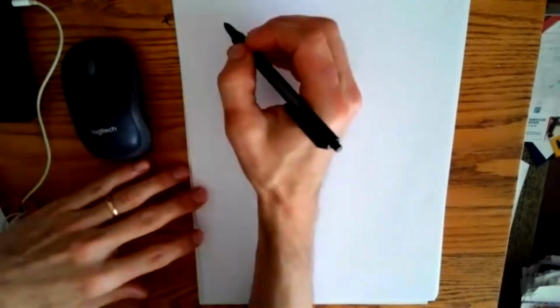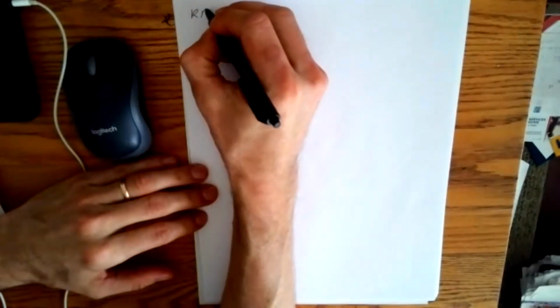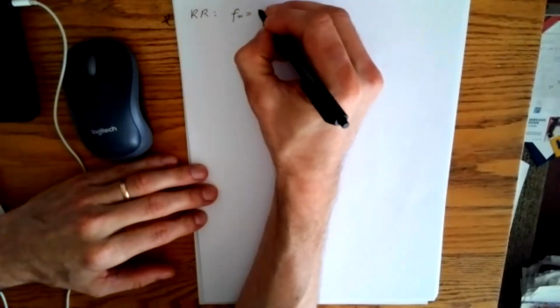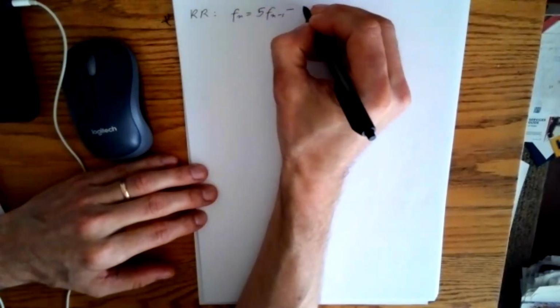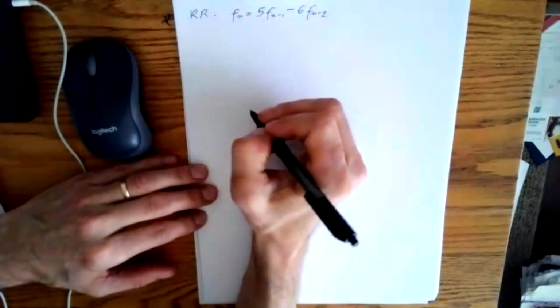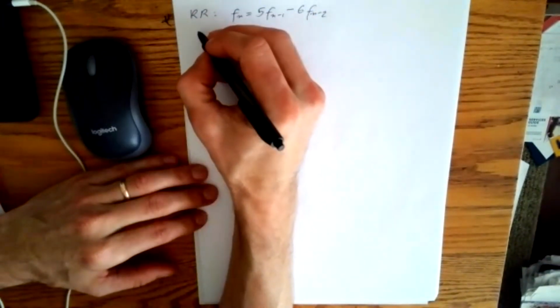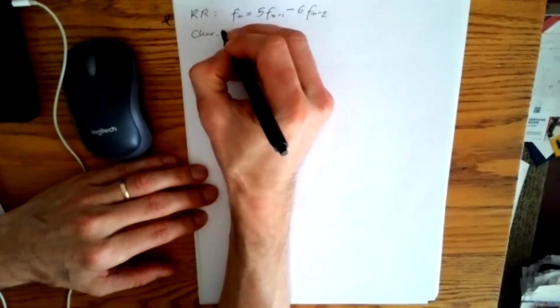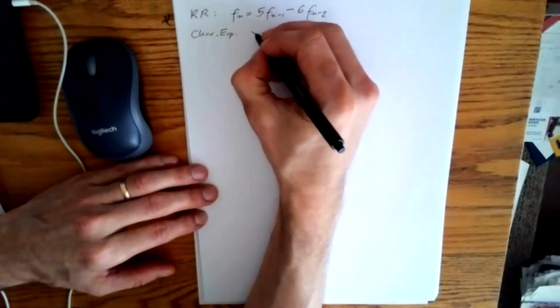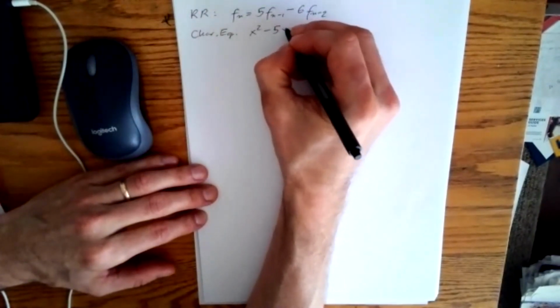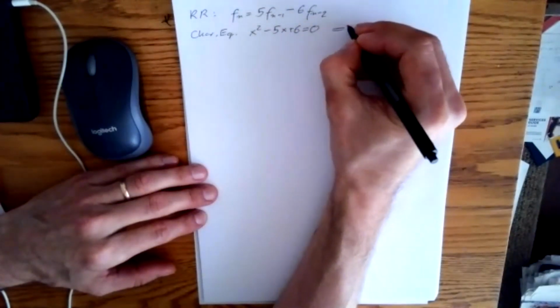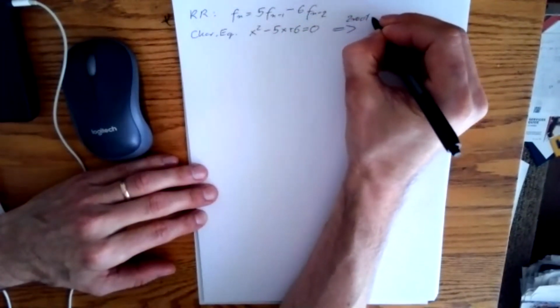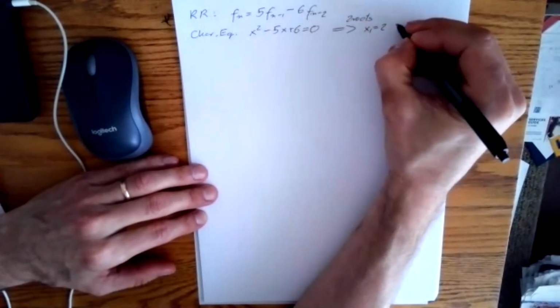So what was the recurrence relation? The recurrence relation was F(n) = 5F(n-1) - 6F(n-2), and the characteristic equation x squared minus 5x plus 6 equals 0 had two roots, x1 = 2 and x2 = 3.